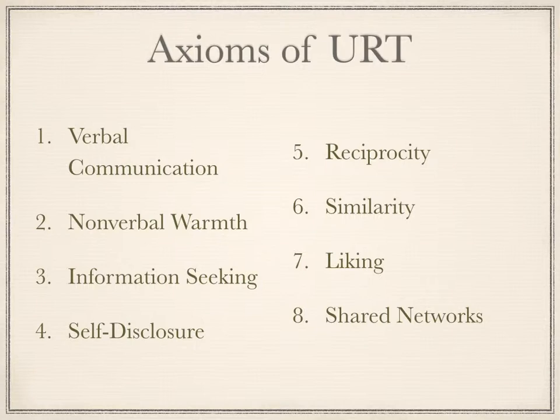Axiom 7 is liking. The more I like someone, the less uncertain I am. The more I like someone, the more certain I am, and the more I dislike someone, the more uncertain I am.